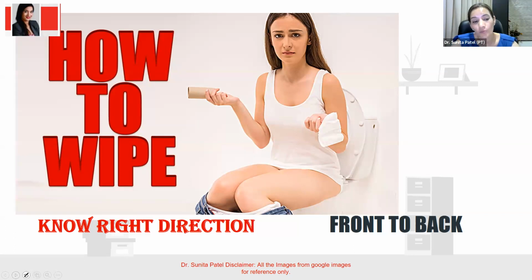And the direction of the wipe is also very, very important. How to wipe? It should always be front to back. Don't drag the wipe from back to front, because there might be some stool particles, might be some vaginal fluids. If you drag back to front, it will drag the vaginal tissue towards the urethra. So the vaginal fluid will come towards the urethra, and you might start having infection around the urethra, or the rectal tissues can come towards the vagina and you might start getting vaginal infection. So always front to back is the right direction.